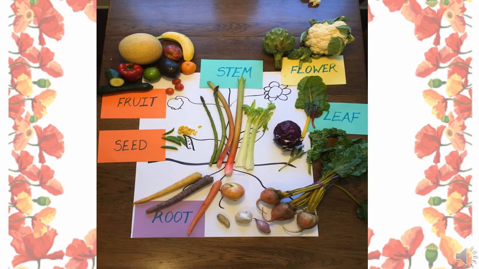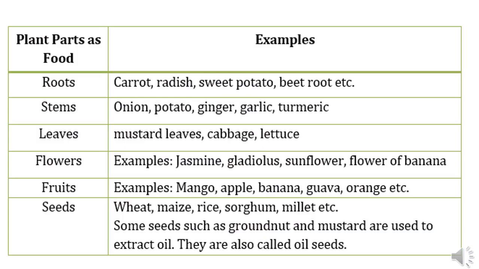We have leaves also, like spinach, methi leaves, coriander leaves, curry leaves. All these leaves we can eat easily. So basically there are so many parts of a plant that we can eat. We also eat seeds of a plant. Let's discuss a few examples.